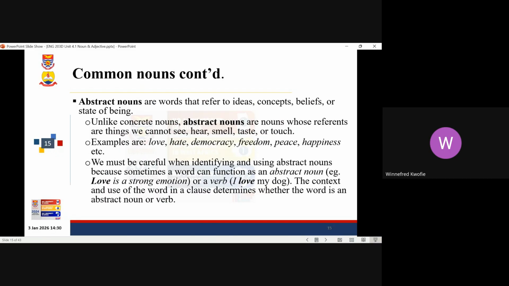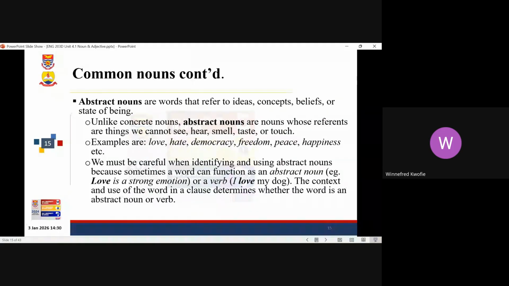The abstract nouns, which are the opposite of concrete nouns. Unlike concrete nouns that can be perceived with the 5 senses, abstract nouns usually refer to ideas, beliefs, concepts, or state of being. So for abstract nouns, we can't see them, we can't hear them, we can't smell them, we can't touch them.